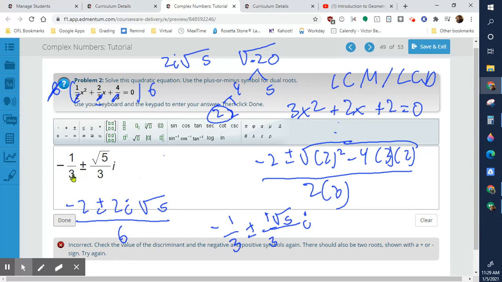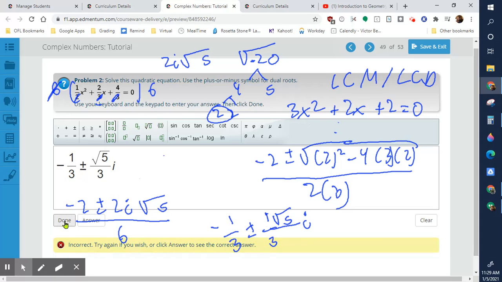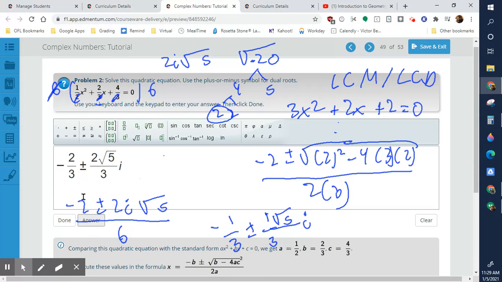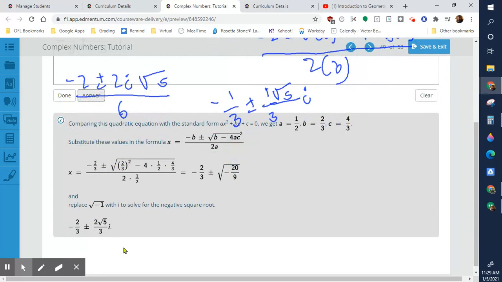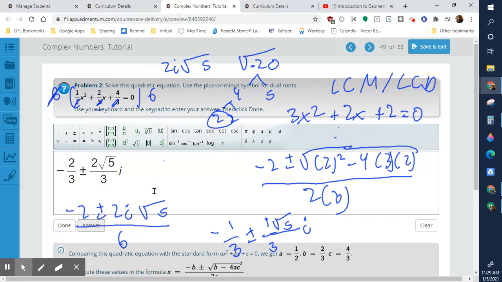So let's try this, see what Edmentum says. And of course it says I'm wrong. Let's submit it again. And we can see what I'm writing here. Let's do an answer. 2/3. Let's see how they somehow got rid of that 2/3.